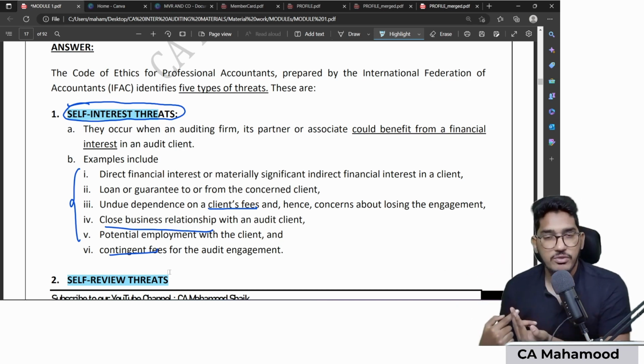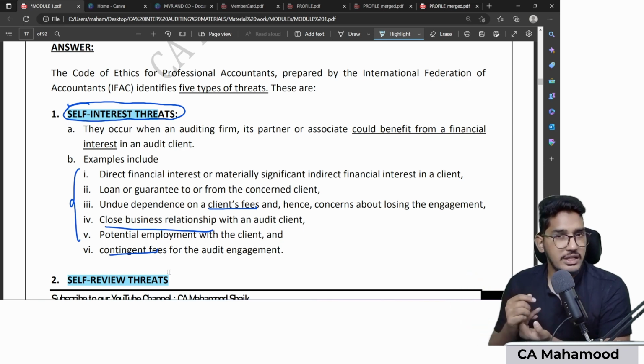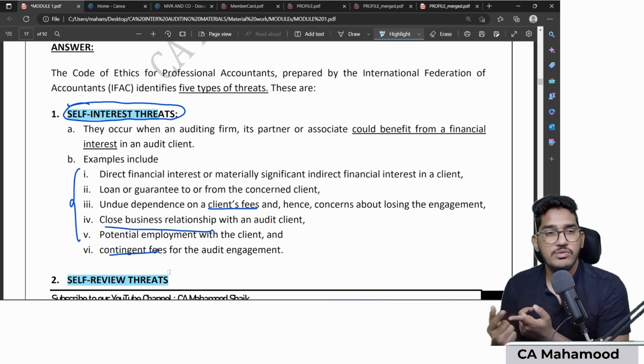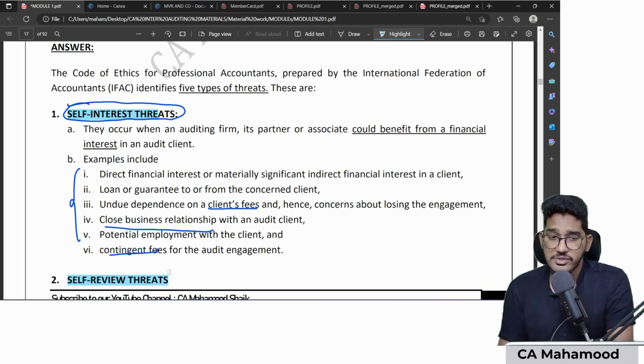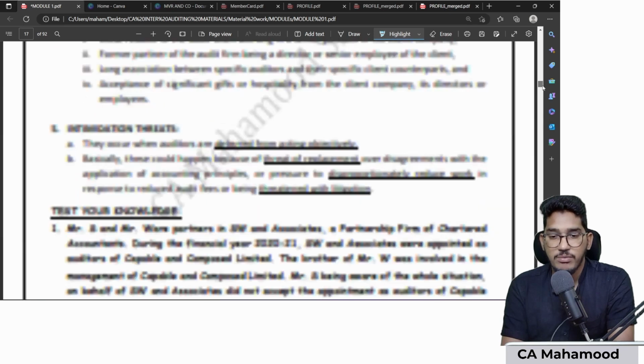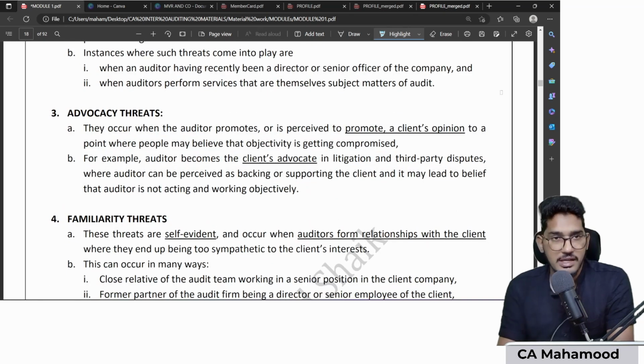So here also there is a self-review threat. How come? Why? Because if you are a director in the company, you would already have been associated with the preparation of the financial statements. Now, if you are appointed as an auditor, you are supposed to verify the same financial statements which you have prepared. Understood? So this we call self-review threat, when the auditor is reviewing his own work which he has performed as part of his previous assignments.